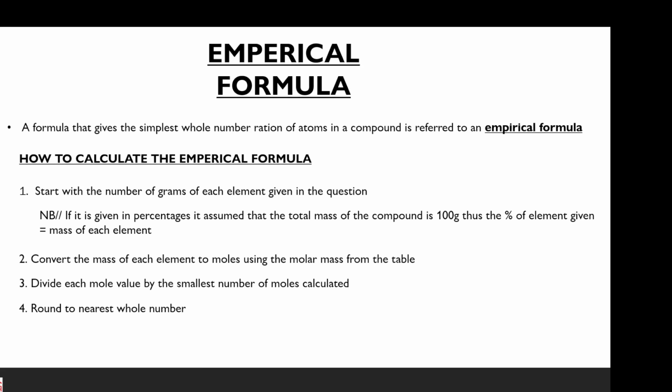And then after that, you convert the mass of each element to moles using the molar mass from the table. Now, I know everybody dislikes moles, but the molar mass from the table is grams divided by moles. So if you have the mass of your element and you have grams divided by moles, you're going to want to cancel out the grams.